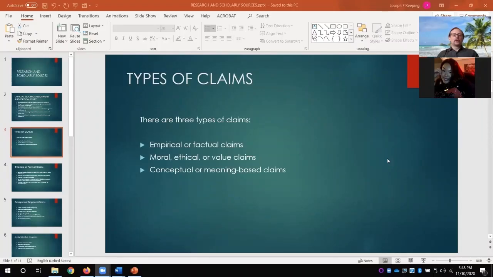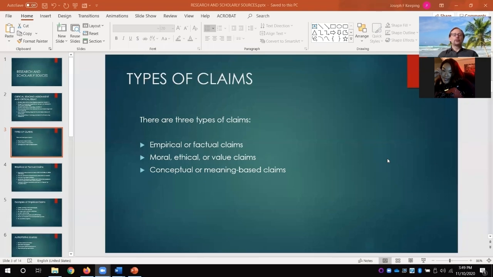In one of our previous meetings, I introduced you to the 3 different types of claims. The main thing that differentiates them is how you would go about determining whether they're true or false, or correct or incorrect. The 3 types of claims are empirical or factual claims, which we're going to talk about today, moral, ethical, or value claims, and conceptual or meaning-based claims.